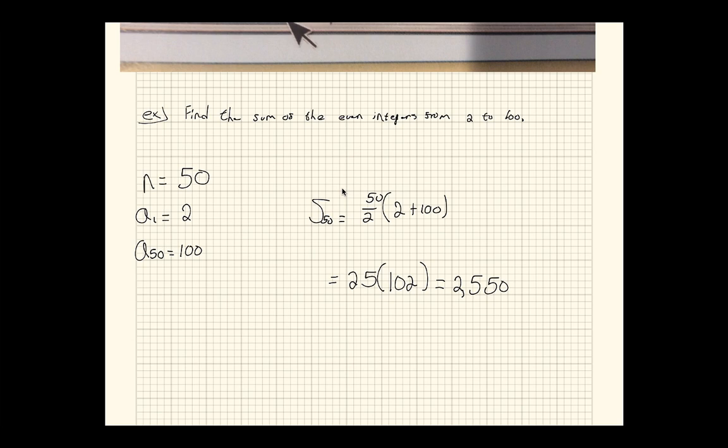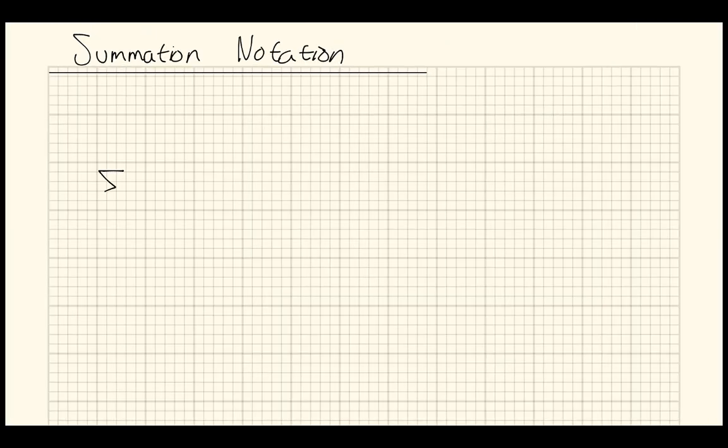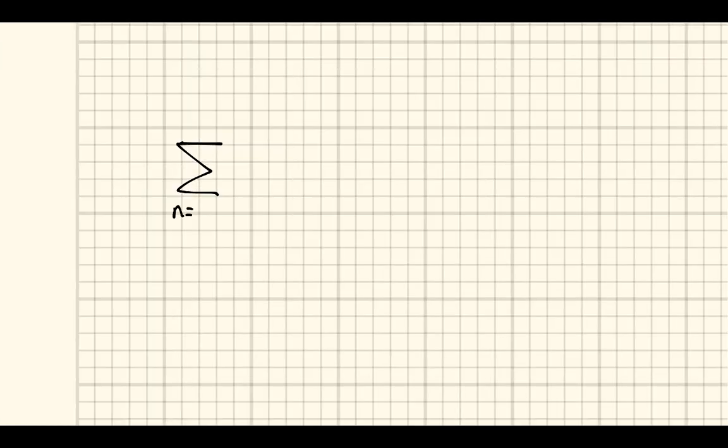There's an easier way to write series rather than doing a full sentence. There's something called summation notation. Summation notation looks like this. We refer to this as a sigma sign, and we write our two limits. The lower limit we write below, and the upper limit we write above it. And then we write a rule for our terms. So this is an example of summation notation.